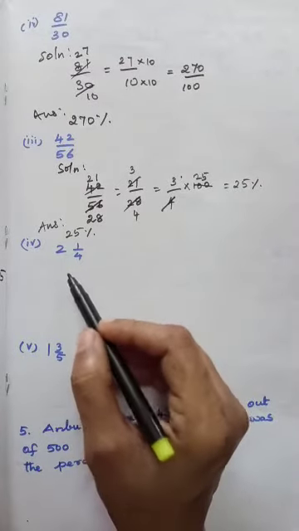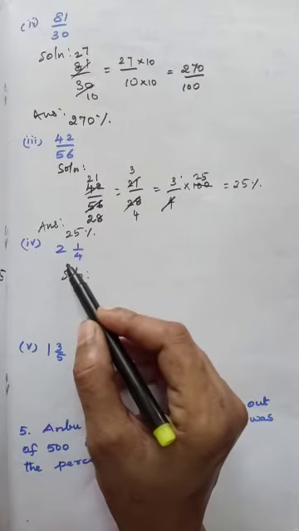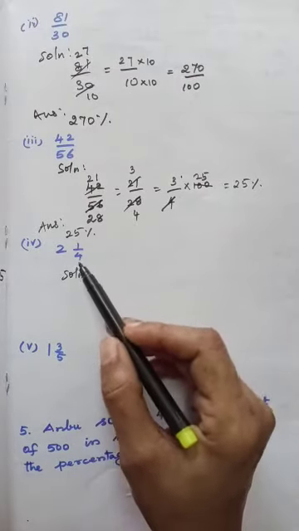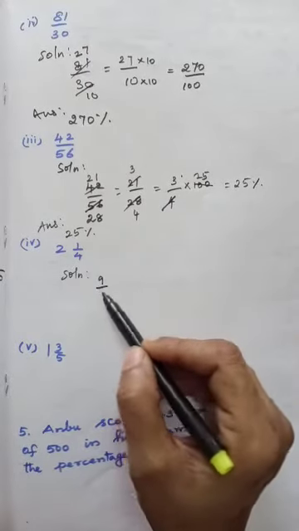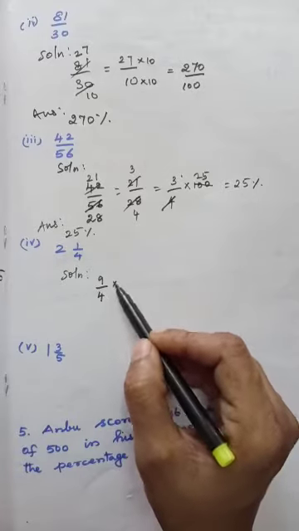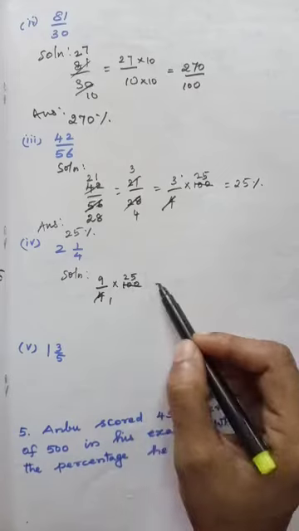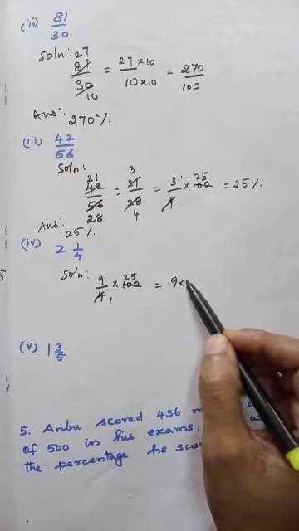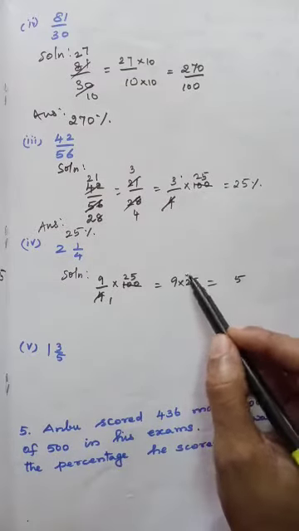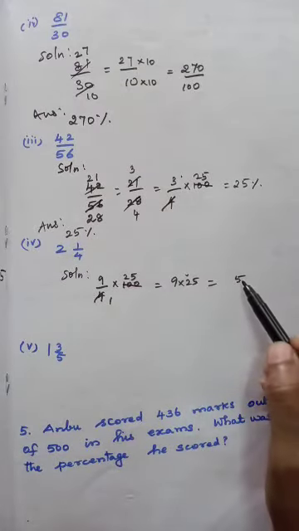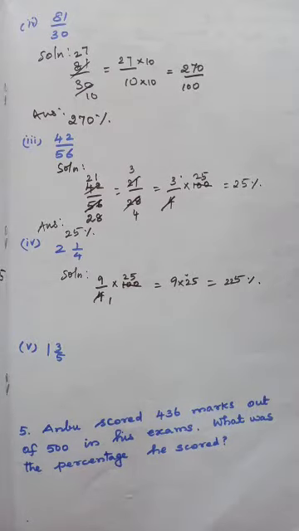2 1 by 4. First we have to change this mixed fraction to an improper fraction. 4 2s are 8. 8 plus 1, 9. Yes, 9 by 4. Now you have to multiply by 100. 4 1s are 4. 4 25s are 100. So 9 into 25. That is 9 5s are 45, remainder 4. 9 2s are 18 plus 4, 22. Okay. So it is 225 percent.